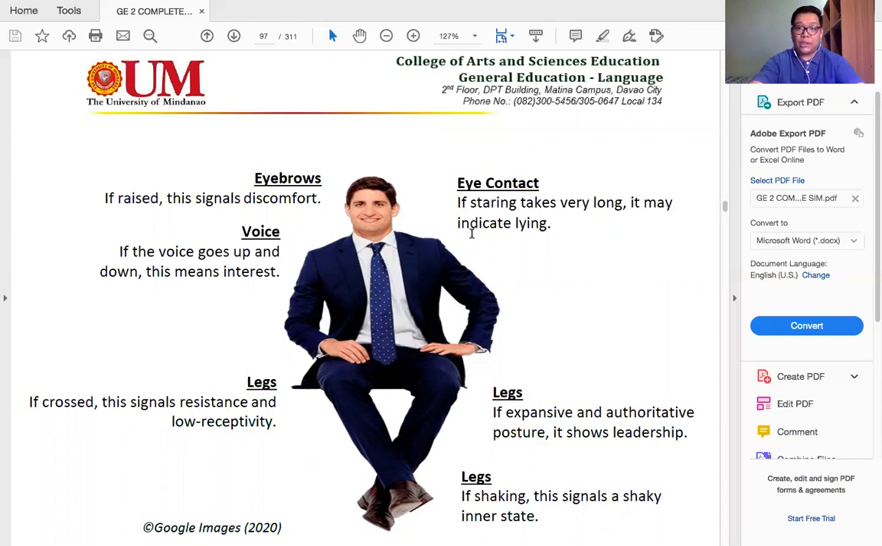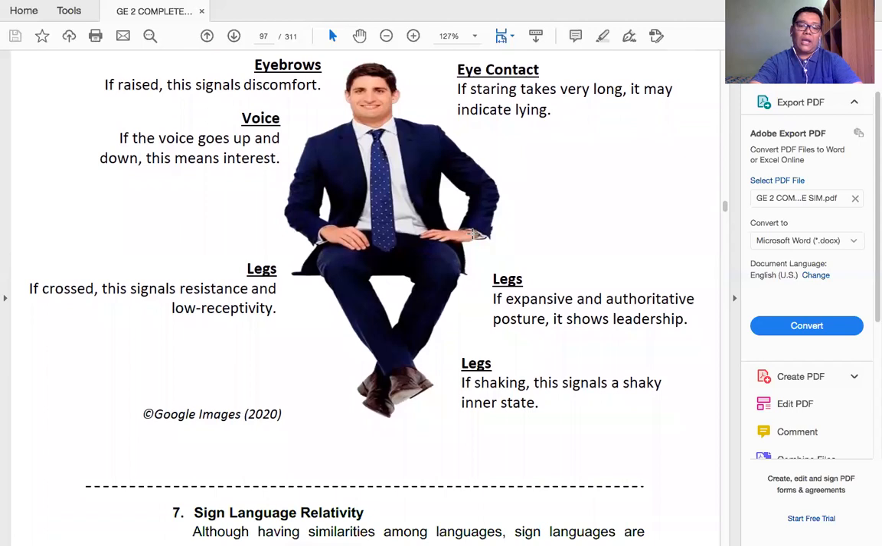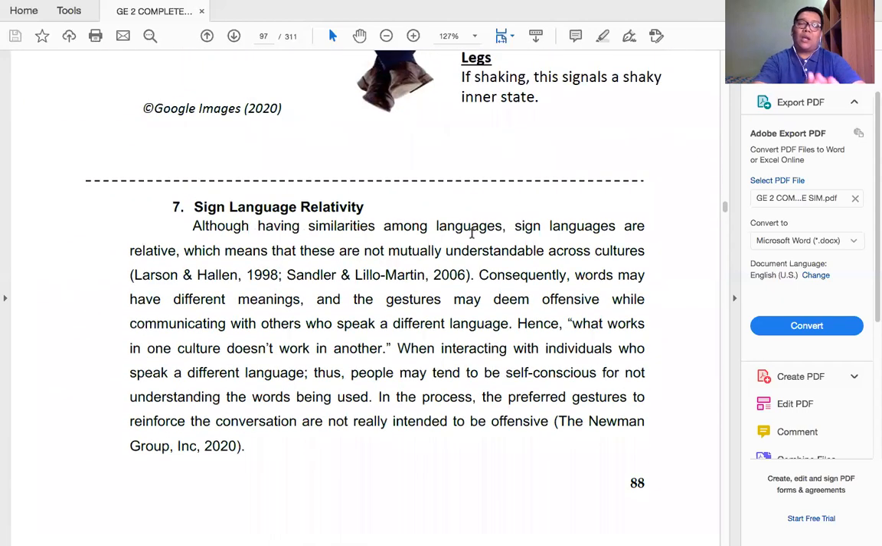In terms of the positioning of legs, if legs are crossed, this signals resistance and low receptivity. That means you are not being receptive of the things that you are told. However, if legs are expansive, okay, and your posture appears to be authoritative, it shows leadership. And if legs are shaking, of course, it shows that you have a shaky inner state, which means you're nervous, perhaps. Okay?